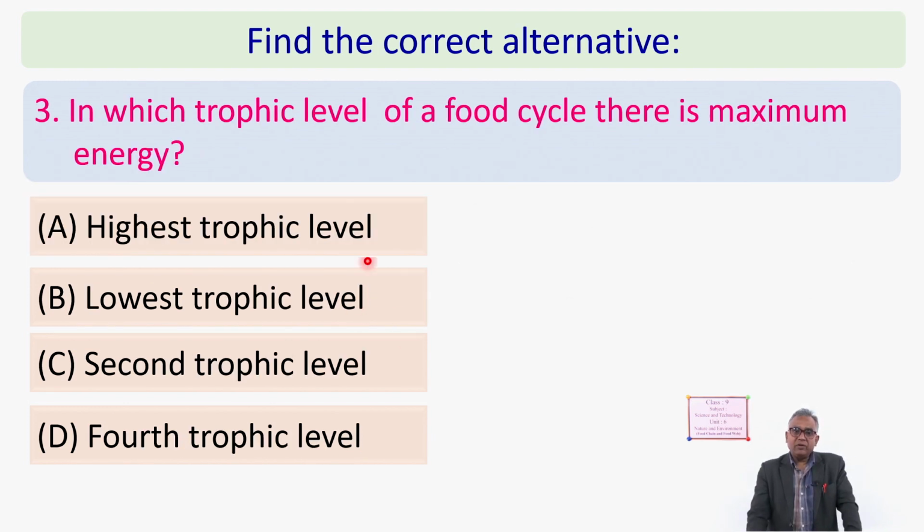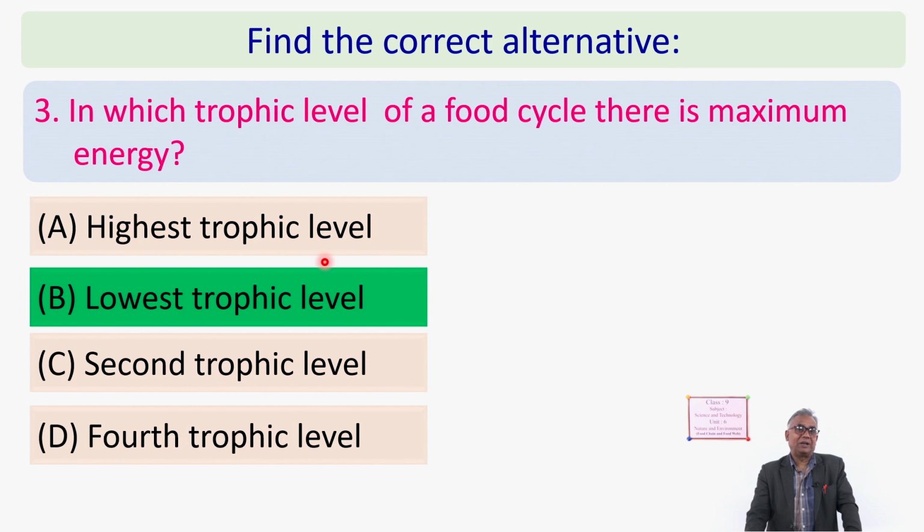Third one, in which trophic level of a food cycle is there maximum energy? You have guessed highest? Huh? Yes, let's see. It is not highest. It is the lowest trophic level. The lowest trophic level is of producers.